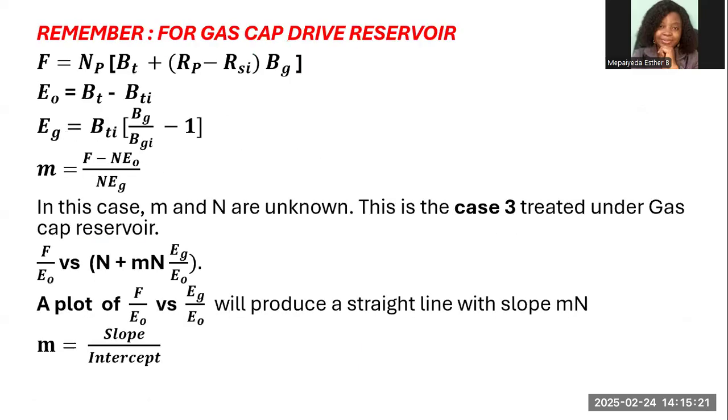Let me go back, show you here. From here, you are plotting F over EO against EG over EO. Your slope is your M, Y equals MX plus C. This is your C, your N, that is the intercept. Then your X is your EG over EO, which was plotted on your x-axis. And then your M, which is your slope, equals MN. Don't forget your N is the initial oil in place, and your M is the gas cap size.